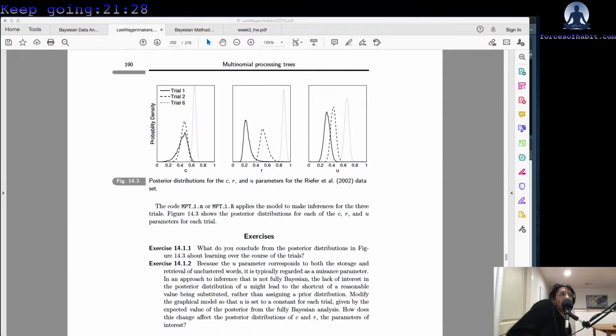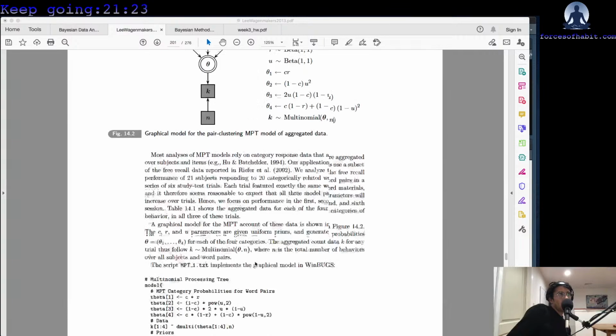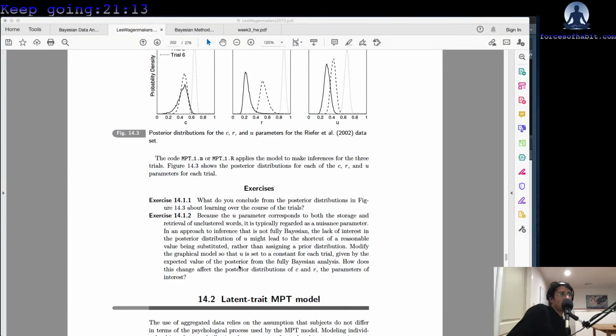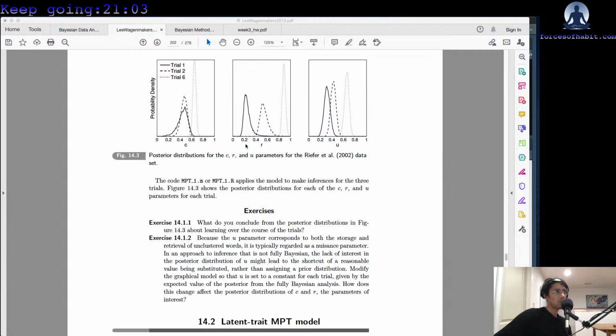Okay. So because U is the unique, right? What is its name? The unique storage retrieval. Okay, so the unique storage retrieval parameter corresponds to both storage and retrieval of the unclustered words, and it's typically regarded as a nuisance parameter. That's what I've figured. It doesn't seem that interesting, because we're interested in recall for clusters.